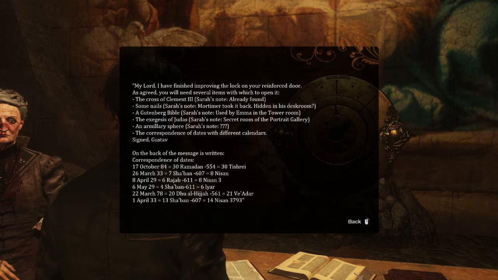The 8th of April. Oh, we're looking for the 8th of Nisan. The 14th of Nisan is 13 Shaban 607.